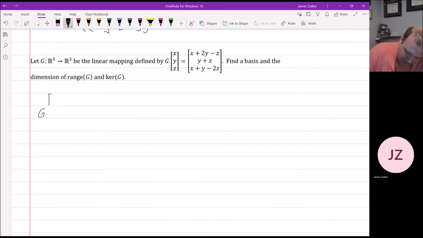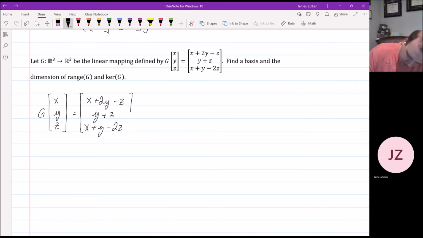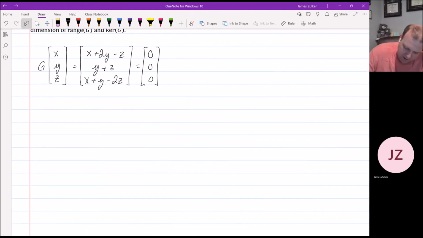So again, remember, kernel is the set of all vectors in the domain that map to the 0 vector of the codomain. So pick an arbitrary 3 vector, plug it in to G, so it's going to transform it, set it equal to the 0 vector, and solve. So again, you should notice that we're going to have a system of equations. So let's set up our coefficient matrix.